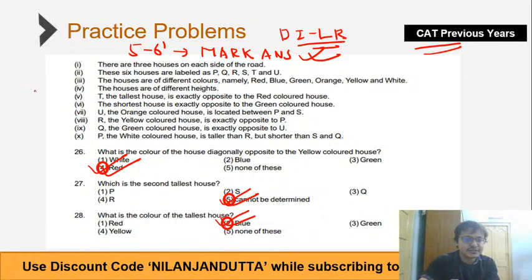Exactly opposite means this. A is opposite D, B is opposite E, C is opposite F. That is meant by exactly opposite. Is that clear, Sejal? Diagonally opposite means C and D, A and F. They are diagonally opposite.